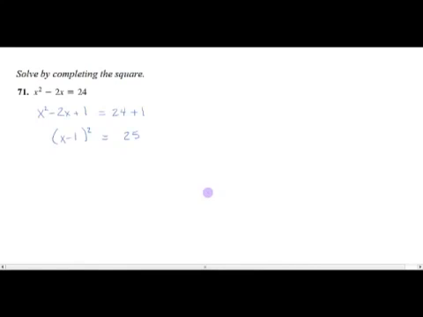Right now, we're ready to take the square root of both sides. Remember to put your plus minus. So I'll have x minus 1 equals plus or minus 5. And then I'm going to add 1 to both sides.